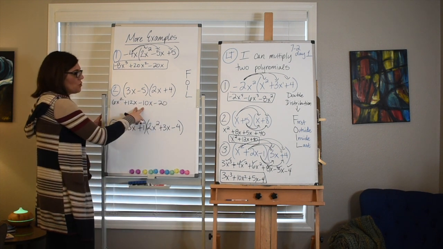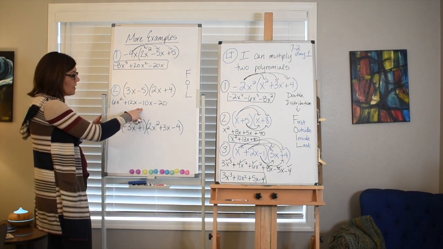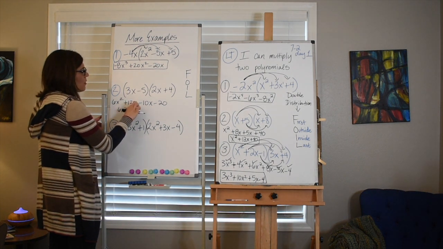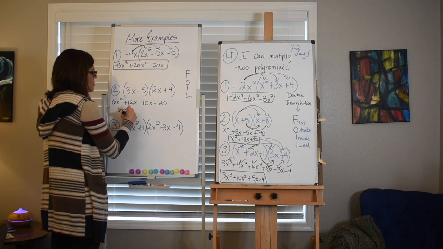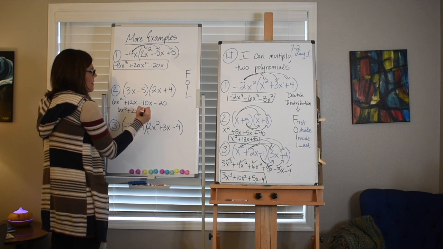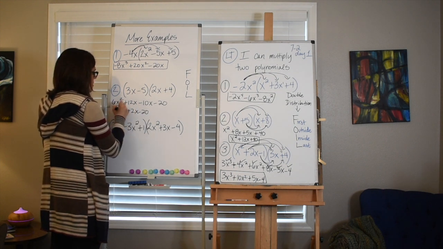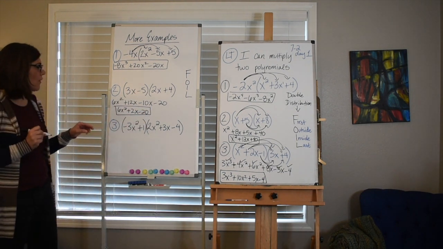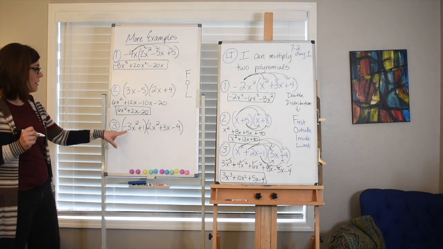Now I have these 2 middle terms that are like. I'm going to need to combine those. So 6x squared, positive 12x minus 10x results in 2x minus 20. It's written in standard form. All like terms have been combined. All right, we're going to move on to the last one.